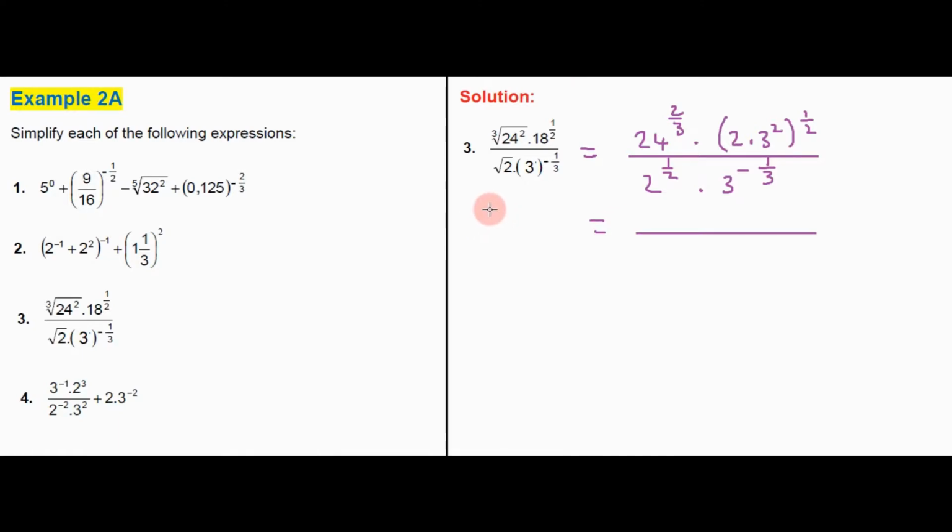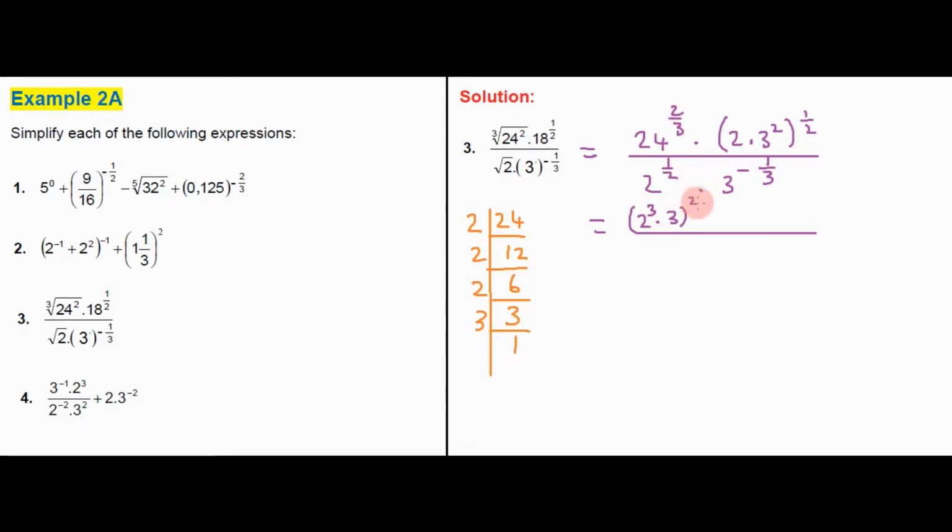So let's find the prime factors of 24. The smallest number into 24 is 2, and it goes 12 times. Into 12, 2, and it goes 6 times. Into 6, 2, and it goes thrice. Into 3, 3, and it goes once. So 24 can be written as 2 cubed times 3.